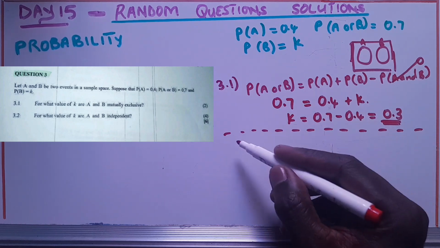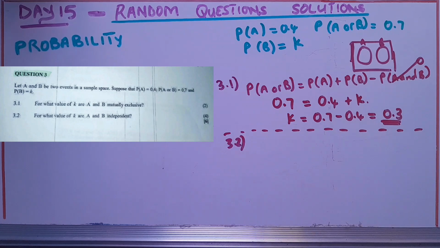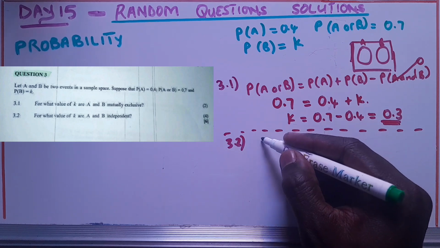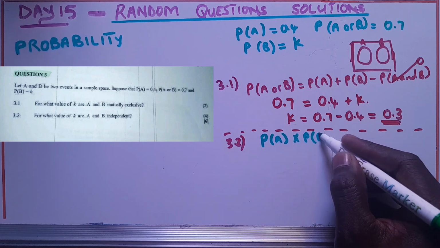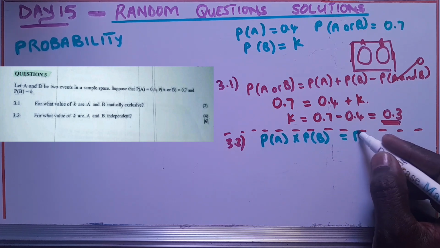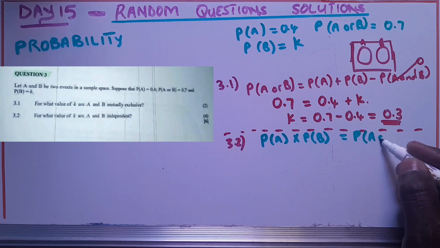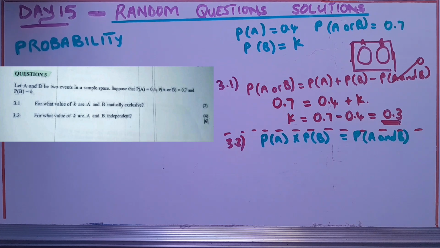Now the second question is saying, for what values of K are A and B independent? So now we are trying to find the value of K for which this situation is independent. Let me guide you through this. It's very simple. For A and B to be independent, it means that our probability of A multiplied by the probability of B must give us the probability of A and B, right?